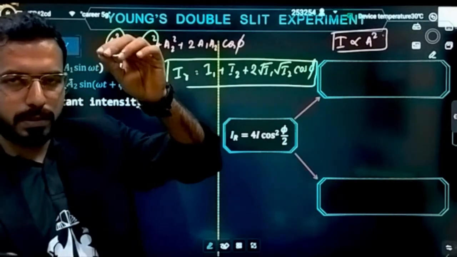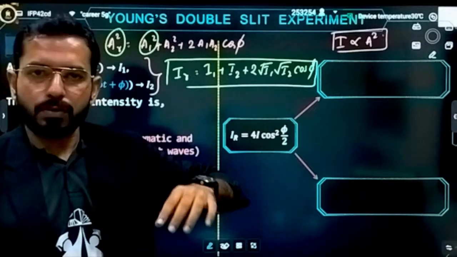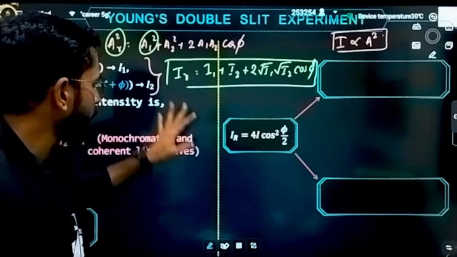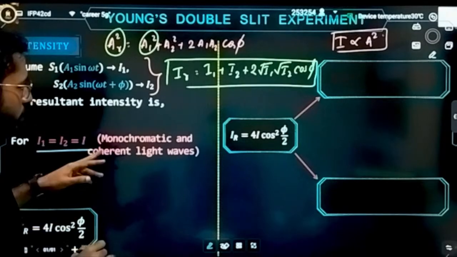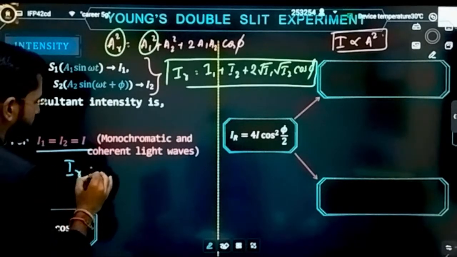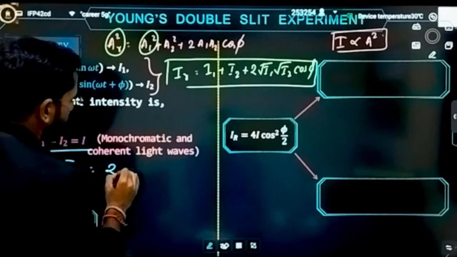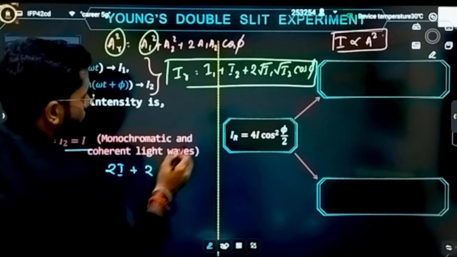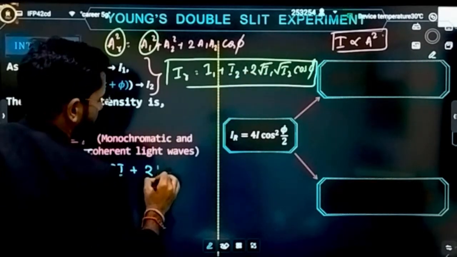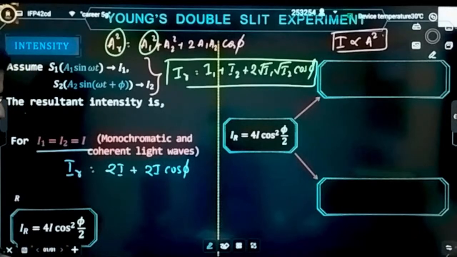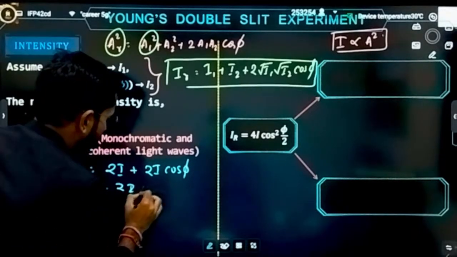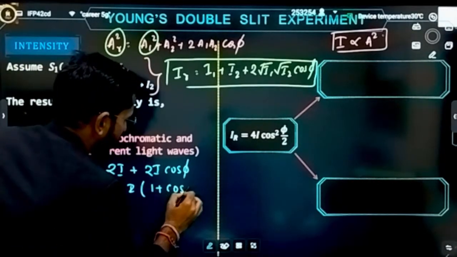That means the intensity of both the sources S1 and S2, same light is coming here, so the sources will be the same also. If that is the case, then I2 is equal to I1, let's suppose equal to I. So for the resultant intensity I can write 2I plus 2I cos phi. Now take 2I common, what will be left? 1 plus cos phi.